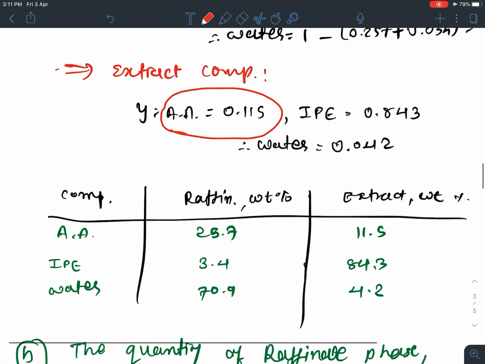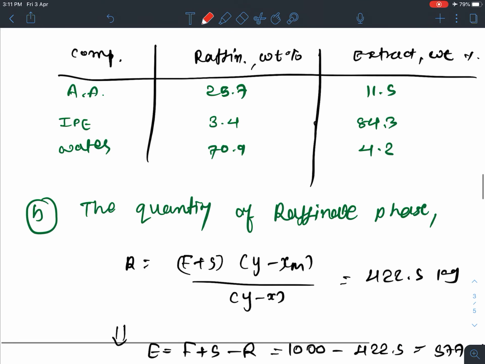Now based on this composition we can directly find the R value, because all these parameters are known to us. So that's it. This is the procedure of how to find out R and E, or the amount of solute in raffinate and extract, with single stage extraction.